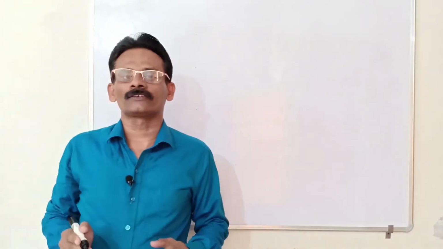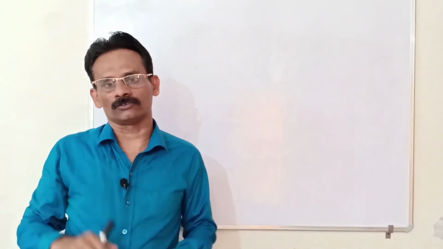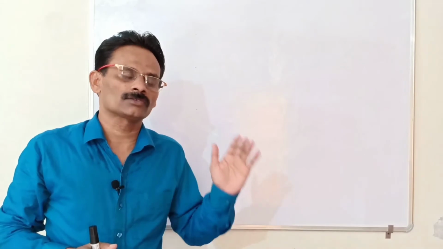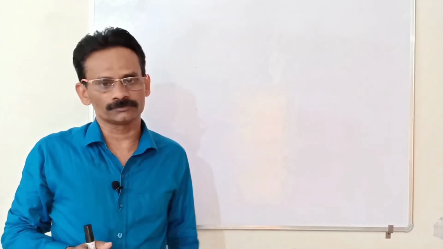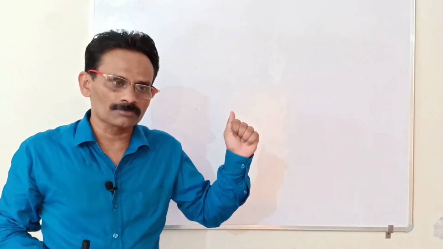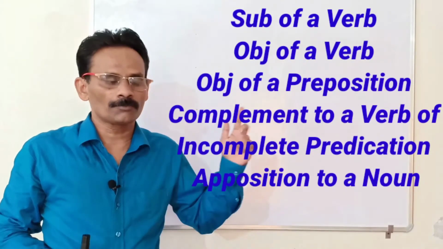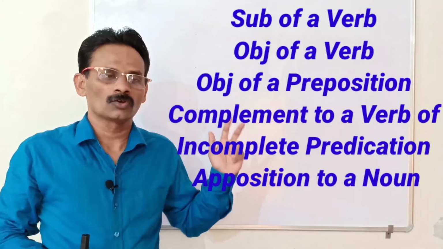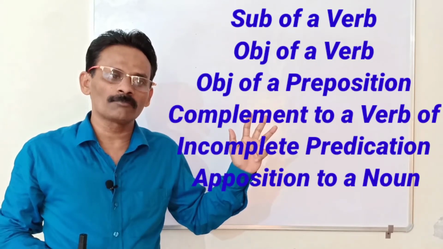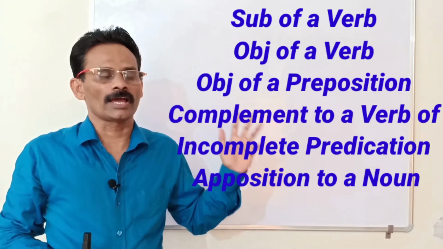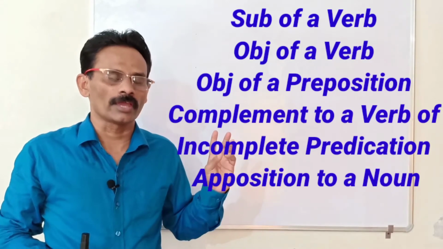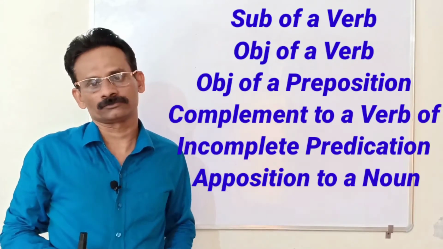What are the works of a noun? A noun has 5 types of work. A noun can be subject of a verb, object of a verb, object of a preposition, complement to a verb of incomplete predication, and apposition to a noun or a pronoun.